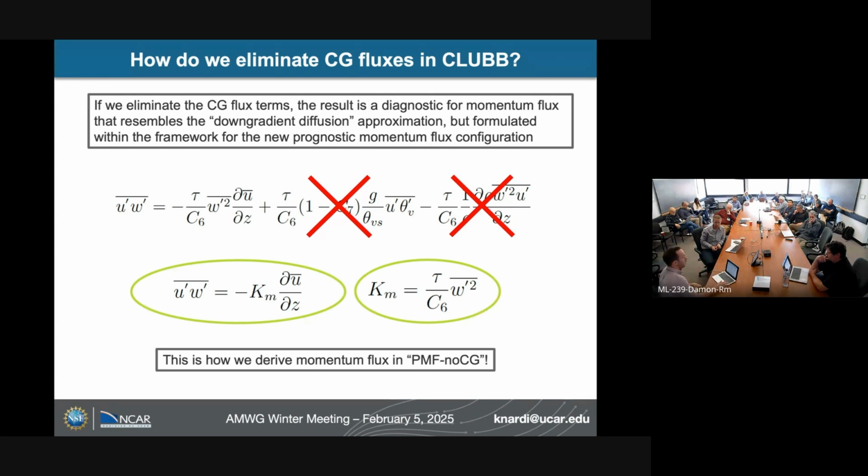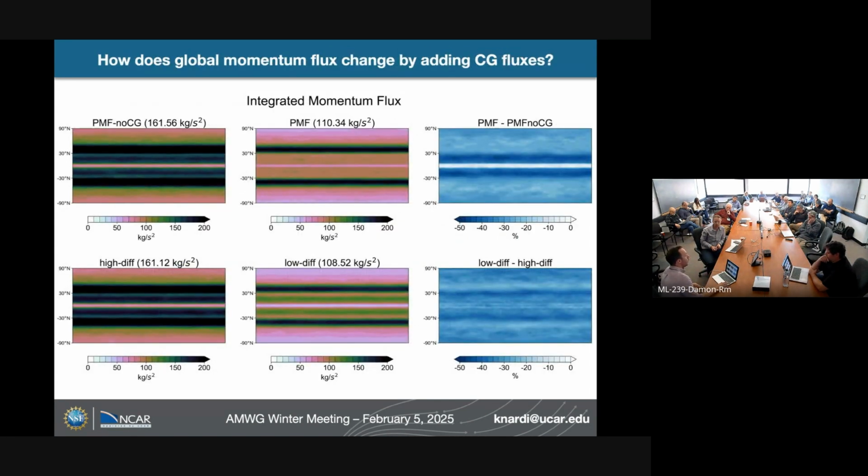And this is how we'll compare the 2. So first thing we do is we look and see how the momentum flux in a global integral sense is changing between these 2 experiments. So on the top here, this is when we're adding counter gradient fluxes, going from no counter gradient fluxes to prognostic momentum flux, and this is high diffusivity to low diffusivity, reducing CK10.